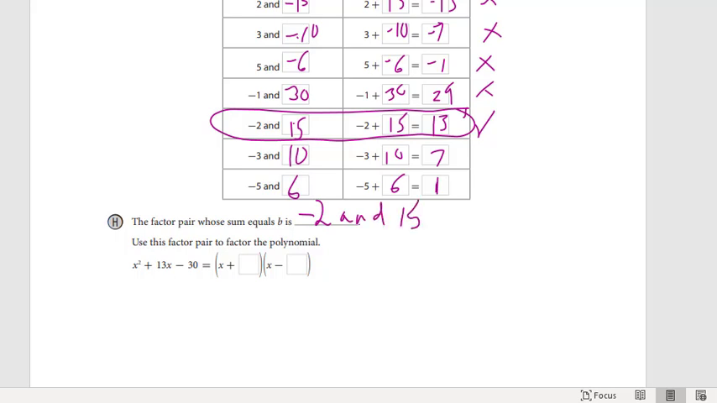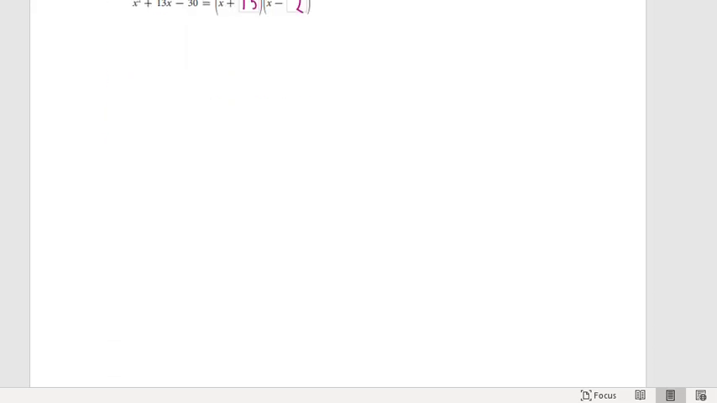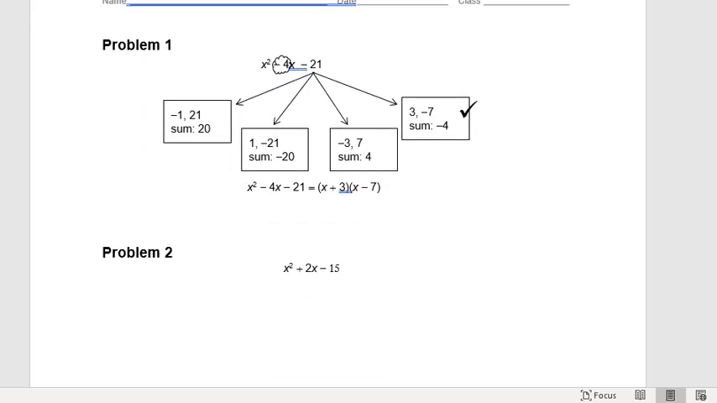So what we will have is x plus 15 and x minus 2. Those are our two factor pairs. That's now in factored form. All right, we'll go through it again, just another way to represent it and look at it. You could branch it off this way.